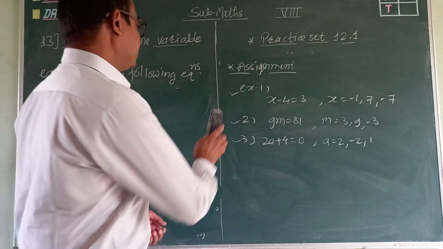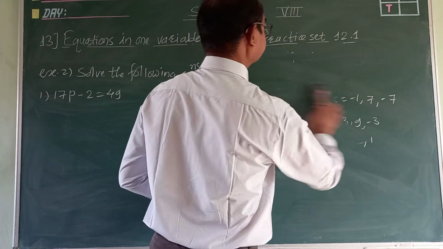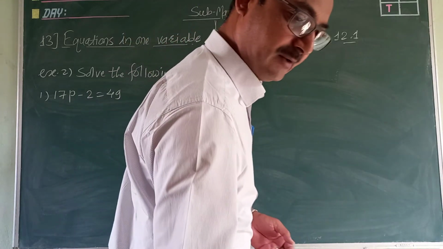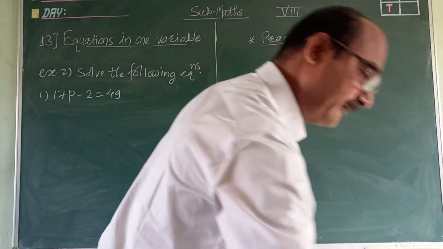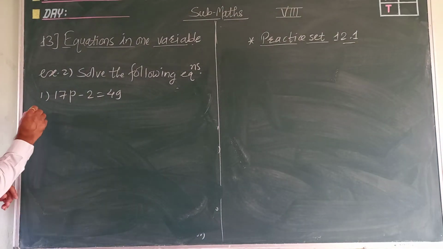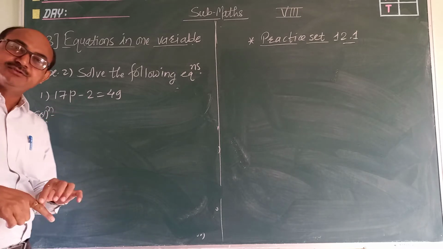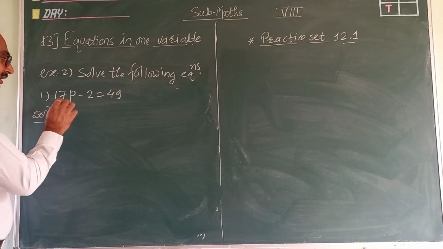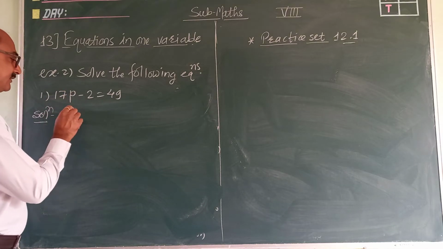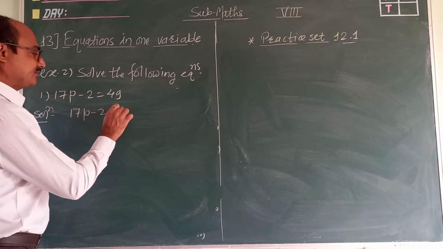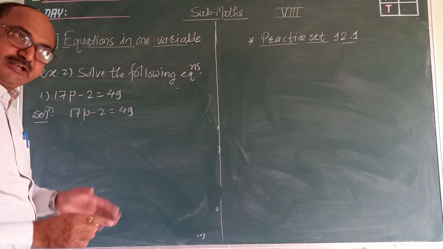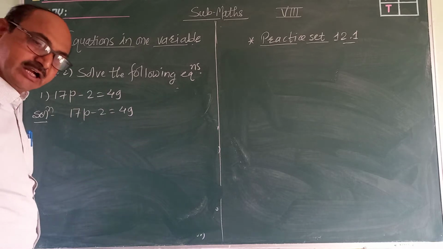Okay. So now we'll see the solution of this equation. Both the questions are from practice set 12.1. So now here we have to find the solution, means by which value this equation is satisfied. This is very simple. Last year also you have studied. So now here the variable given is p: 17p minus 2 is equal to 49. Means we have to find the value of p. So keep this p term on one side, and all the remaining terms on the other side.